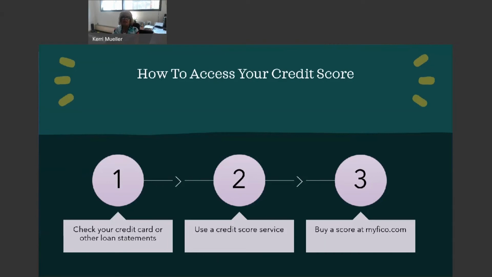And the last way is simply buying a score. You can buy your score directly from credit reporting companies. At myfico.com, you can simply purchase your score and find out what it is. Other services may also offer scores for purchase.